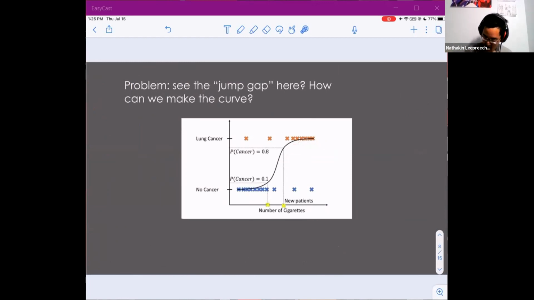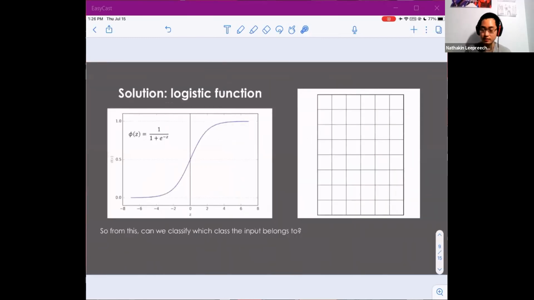This one just asks how you can make this line into a curve so that we can project the data onto here. That's something called the logistic function, which is where the name logistic regression comes from. You use the logistic function to project the data onto the line, and then set a threshold to classify the data.